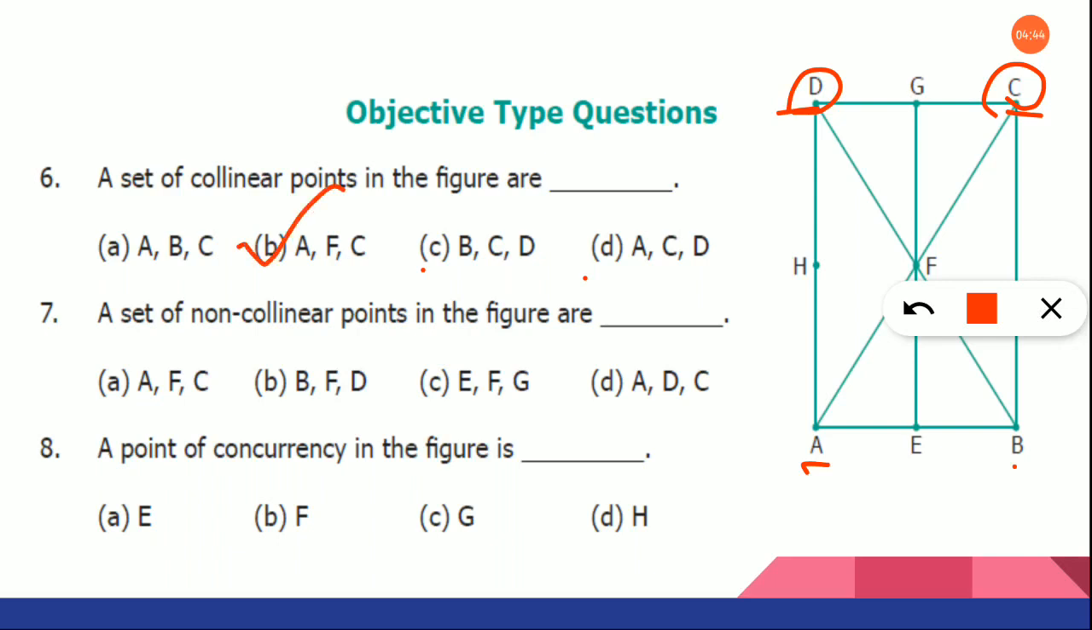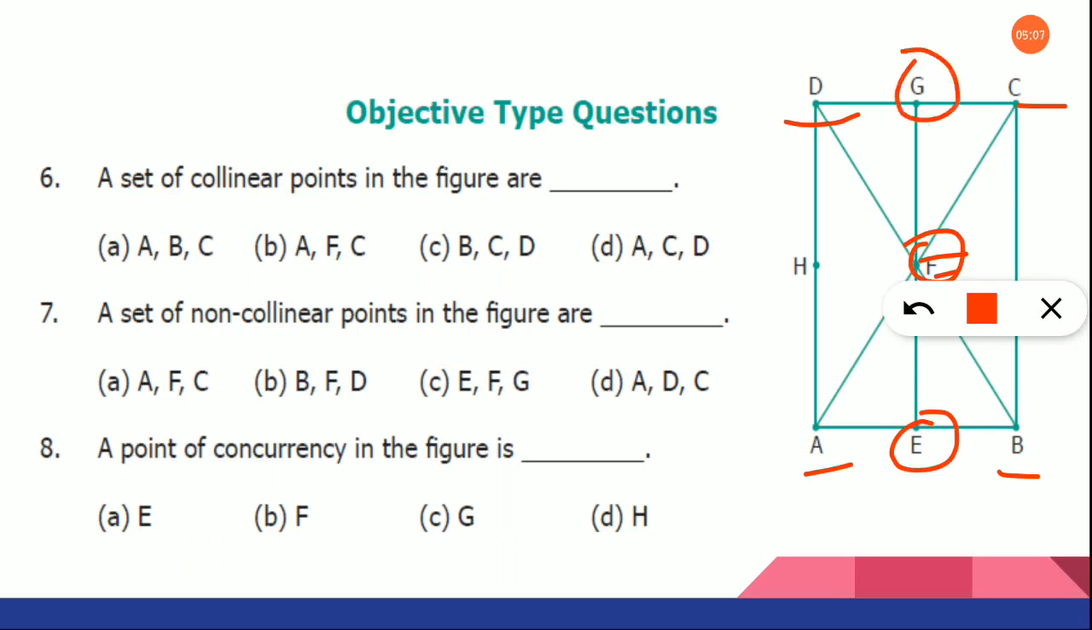Okay children. Now look at the 7th one. A set of non-collinear points in the figure are dash. Non-collinear points. Check the options. A, F, C. These are collinear. And then B, F and D. This is also collinear. Next one is E, F and G. This is also collinear. Next A, D and C. Is this collinear? No, it is in 3 different places. So this is the answer.